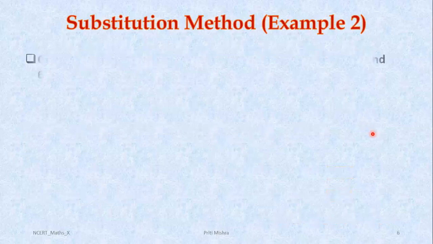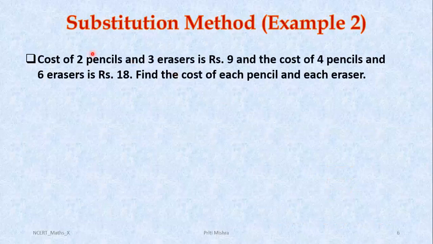Now let's have another example. Here the question is: the cost of 2 pencils and 3 erasers is rupees 9 and the cost of 4 pencils and 6 erasers is rupees 18. Find the cost of each pencil and each eraser.